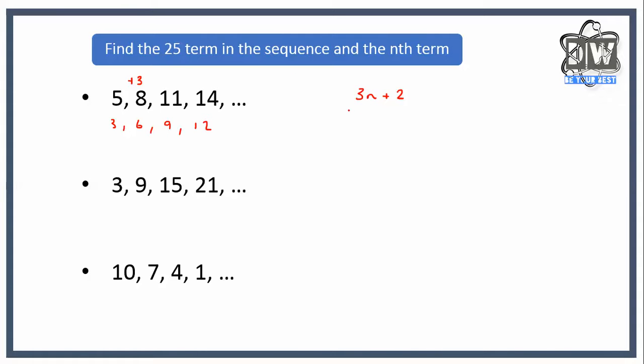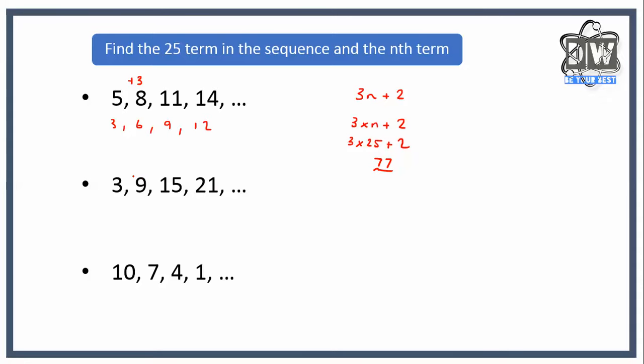So all we do, believe it or not, ladies and gentlemen, boys and girls, is we substitute 25 for n. So hopefully we have an understanding that 3 times n plus 2, that's what that means. So we take away the n and we replace it with 25. We use our BIDMAS, so 3 times 25 plus 2. So 3 times 25 would give us 75, plus 2 would give us 77. Okay? So that is our answer. The 25th term would be 77.